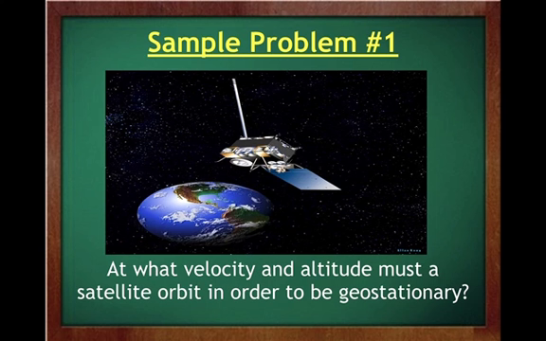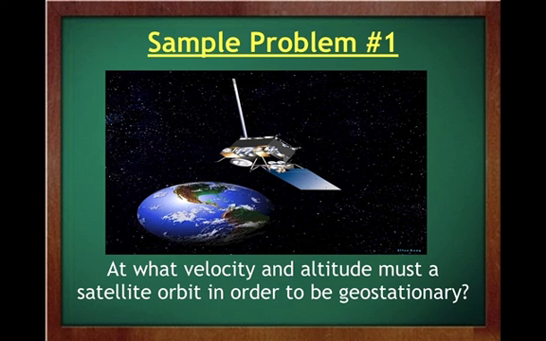Okay, so let's take a look at this sample problem. Right, so what we've got is: at what velocity and altitude must a satellite orbit in order to be geostationary? So remember, we did talk about geostationary or geosynchronous in the last lesson. It means that something is orbiting at the same time that the Earth is rotating on its axis, so it appears as though that particular object that's in orbit appears to never move. Okay, so let's take a look at what we're dealing with here. Okay, so again, we're trying to find the velocity and altitude of a satellite in orbit to be geostationary.